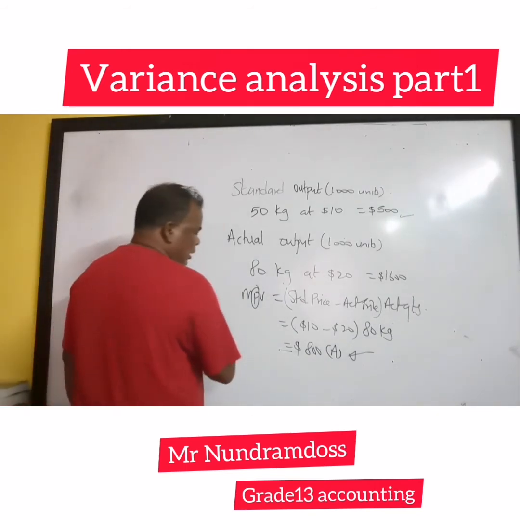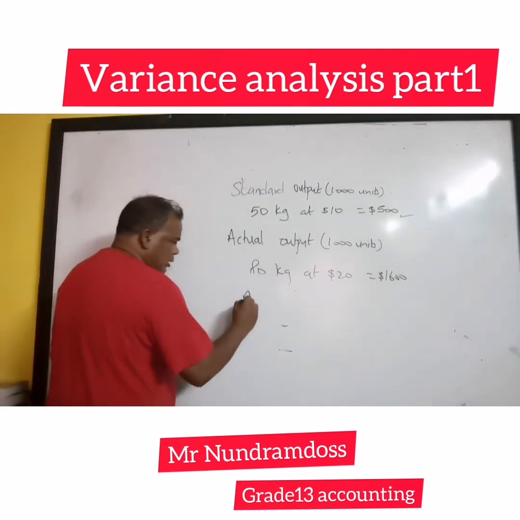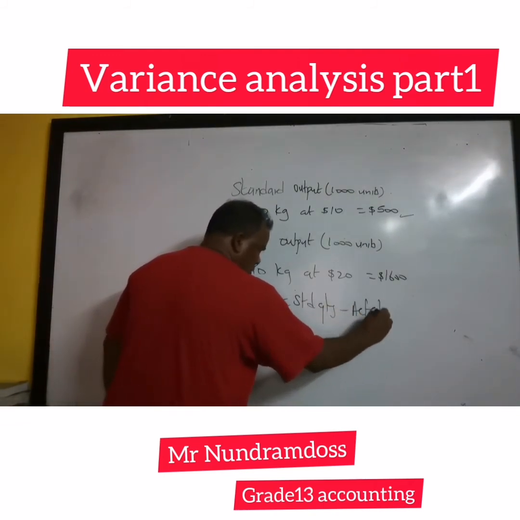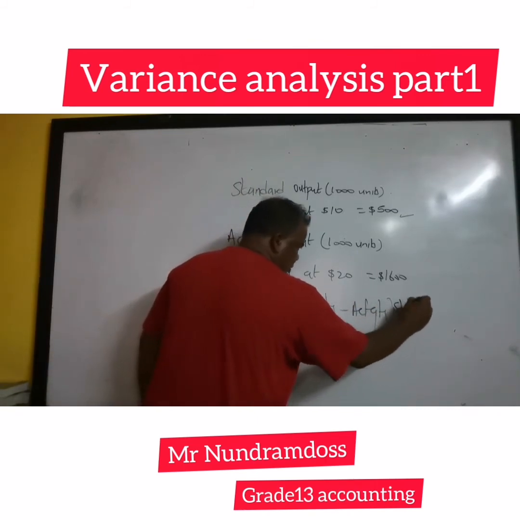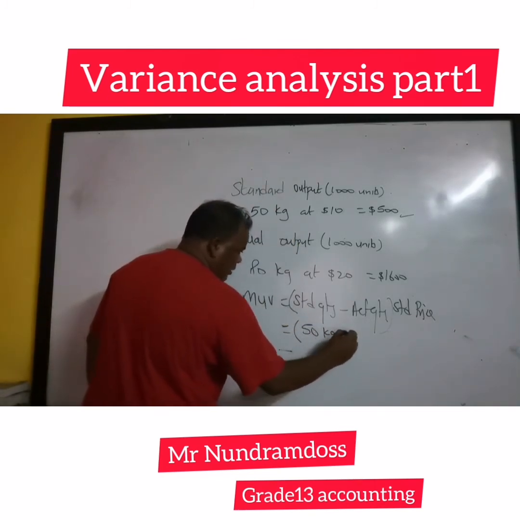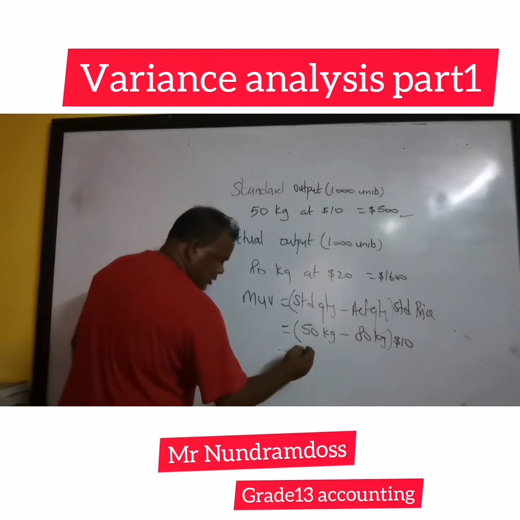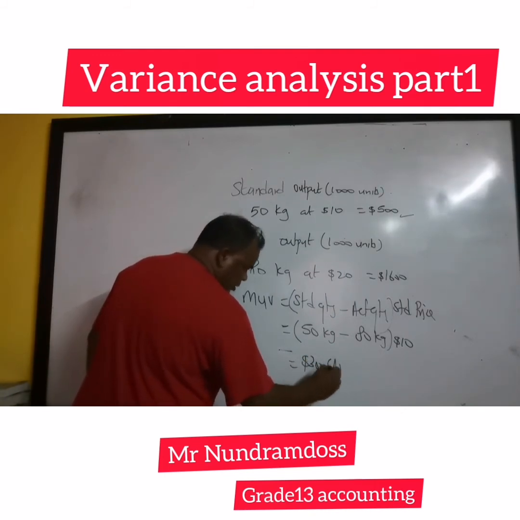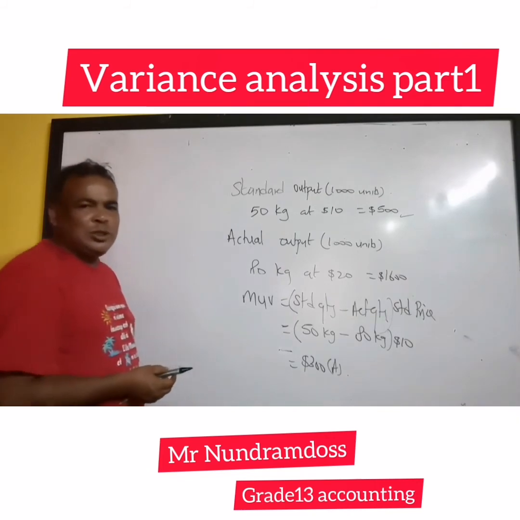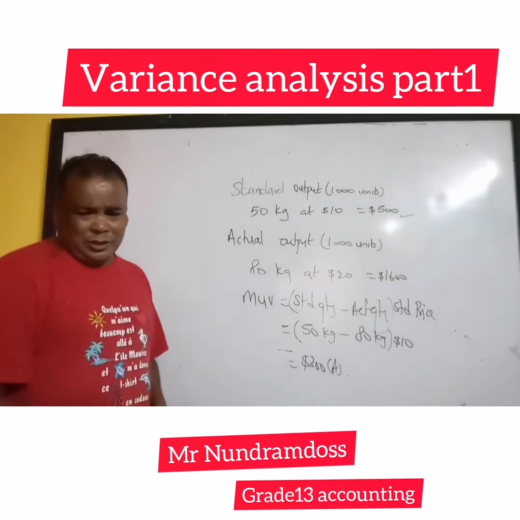And now we are going to see material usage variance. Usage means quantity. So material usage variance is standard quantity minus actual quantity times standard price. So we replace the standard quantity 50 kilogram minus 80 kilogram times standard price $10. So this will give us $300 adverse. We expect to use 50 kilogram in production, but we use 80 kilogram. We use more materials in terms of kilogram in production. So this will become adverse, $300 adverse.